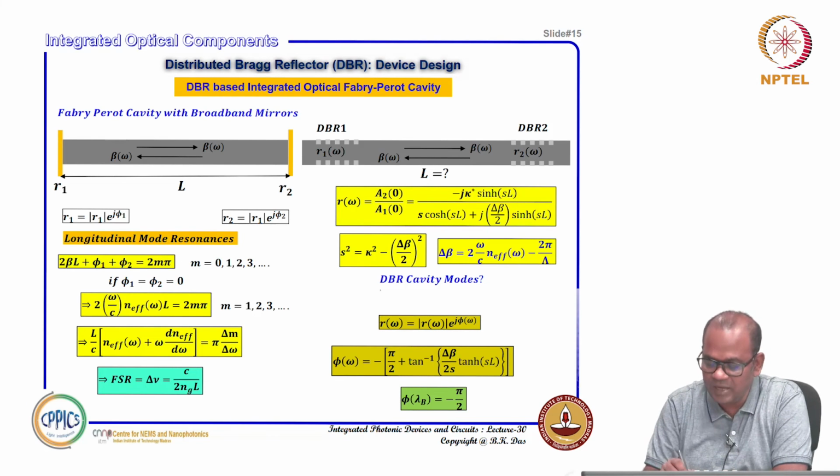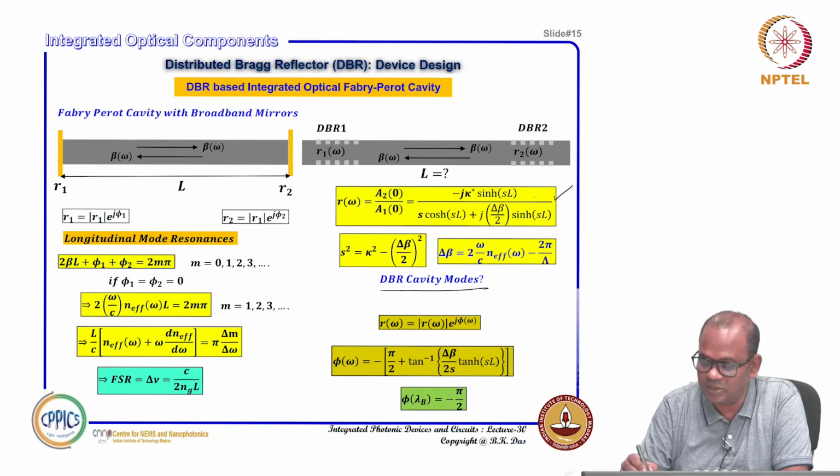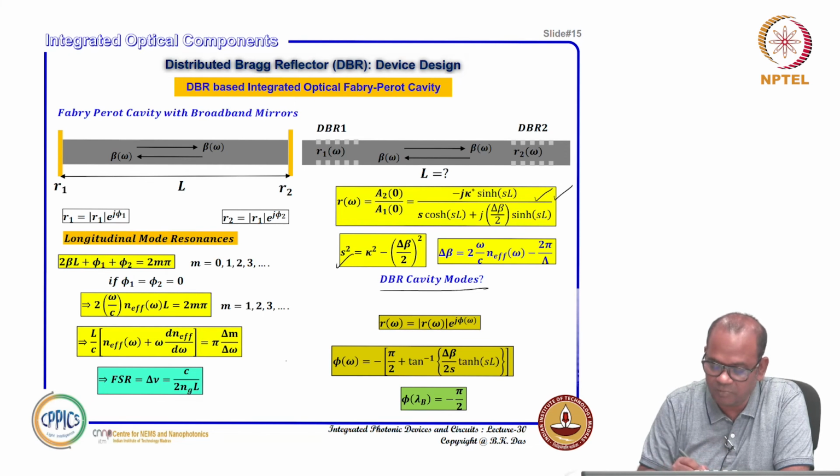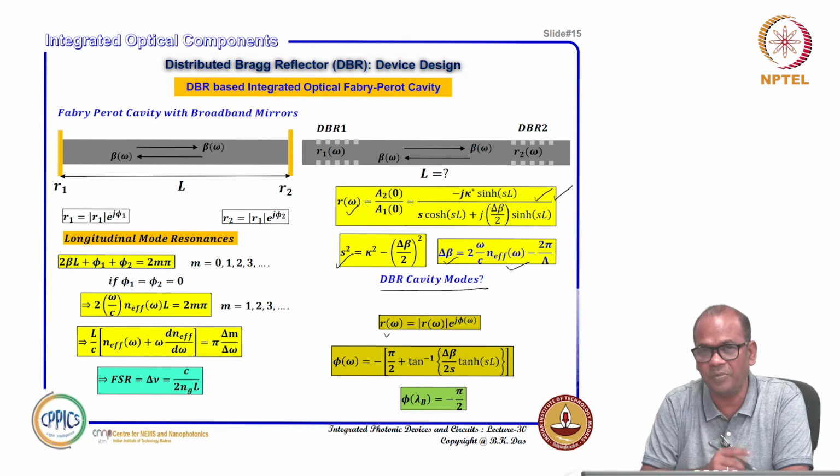If we can use a DBR cavity mode, DBR cavity reflectivity R, we have derived using coupled mode theory. This is the expression, the amplitude reflection coefficient, where S is defined like this and delta beta is in terms of omega, that is why R is frequency dependent. So, we can say that this is complex. So, this reflectivity is frequency dependent, highest reflectivity around the Bragg wavelength, and you can have a stop band, we have derived. This is something like this.